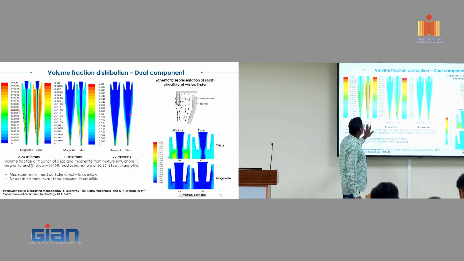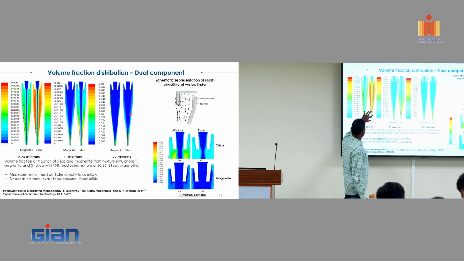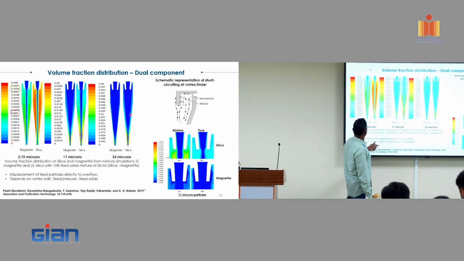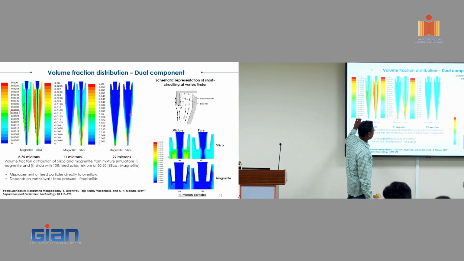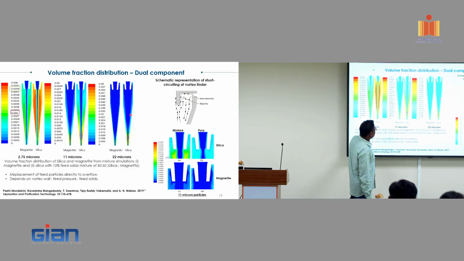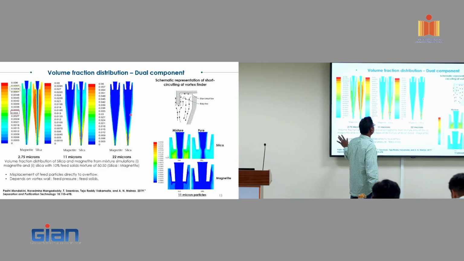But the moment you go with the silica, you see now silica 2.75. In case of the A1 is about, I think I need to see the nomenclature. This is the first one, and this is 11 micron, 12 micron. Yeah. So one is with the mixture 50-50 and then the pure component, right?